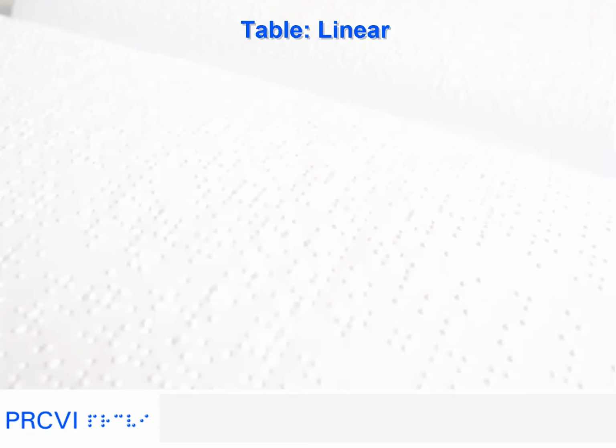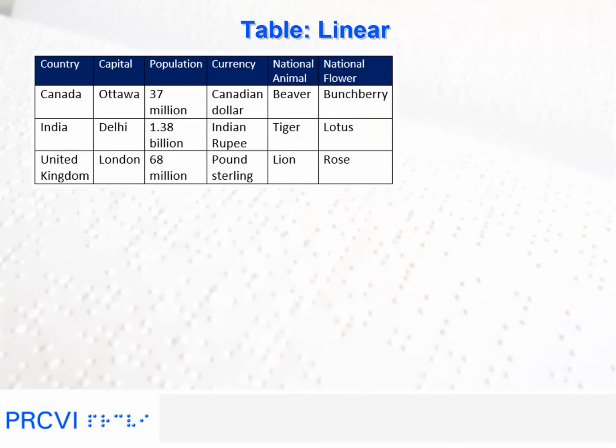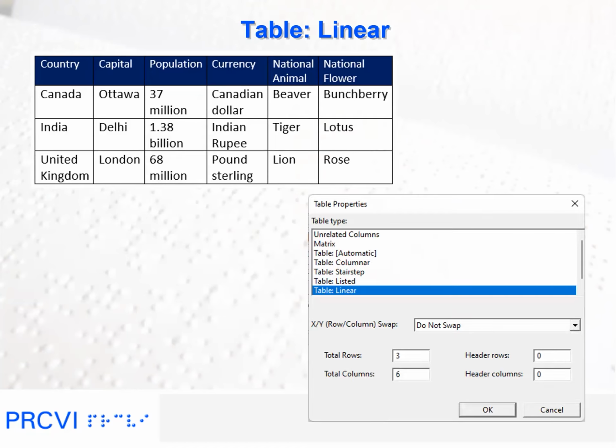When other options are not effective in dealing with wide tables, a linear format may be used. This format is not an option when there are colons or semicolons in the table. In Table Properties, select Table Linear from the Table Type option. Select Do Not Swap for XY swap. Total rows are 3. Do not include column headings in the count. Total columns are 6. Header row is 0. Header column is 0 and click OK.